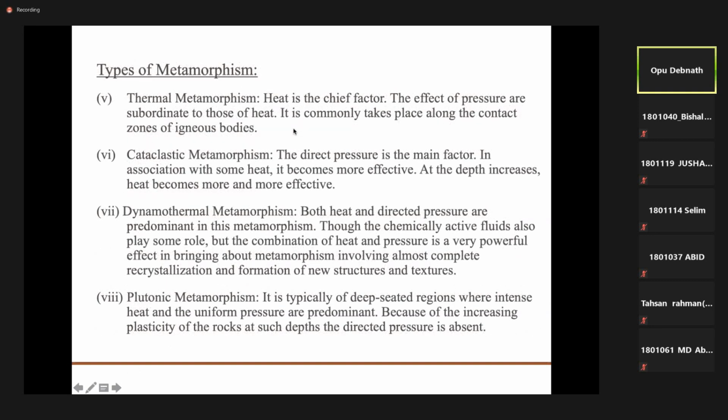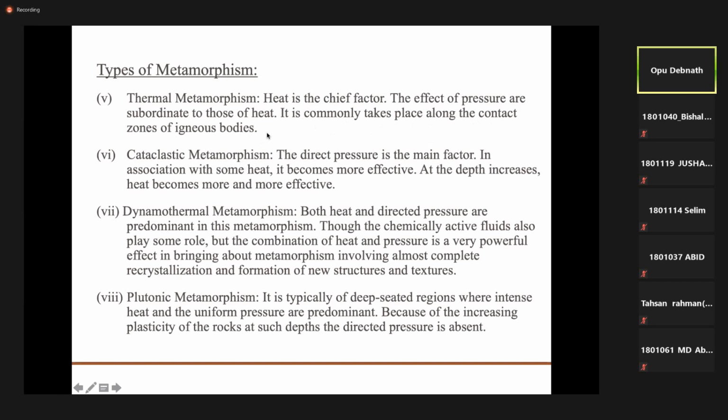And the next one is the thermal metamorphism. If heat is the predominating factor, that means the metamorphism or the change is occurring mainly due to heat, and the effect of pressure is negligible, or the heat is dominating for rock transformation. Those types of metamorphism will be called the thermal metamorphism. This commonly takes place in the contact zone of igneous bodies.